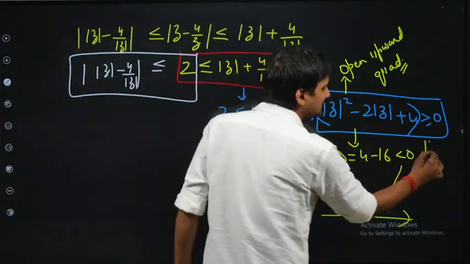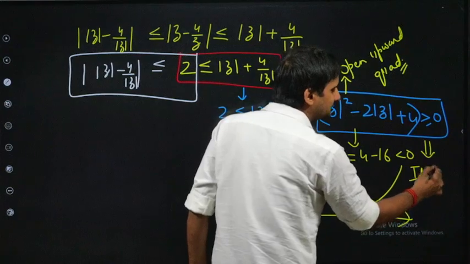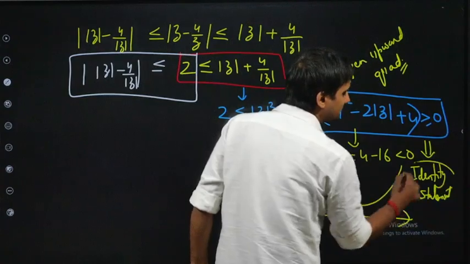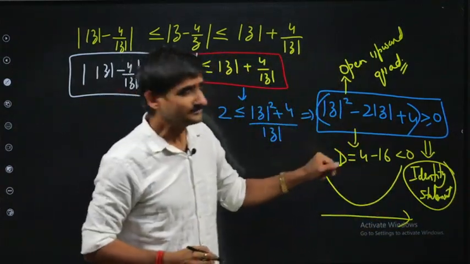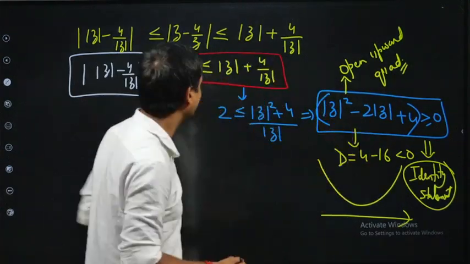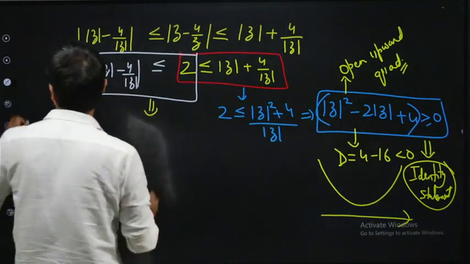So that means this is nothing but an identity statement that doesn't give us any information here. Am I clear, bachcho? This is always true. Discriminant is negative, open upward quadratic, it's always positive. So that's fine. That means whatever we are going to get, we will get from the other inequality.